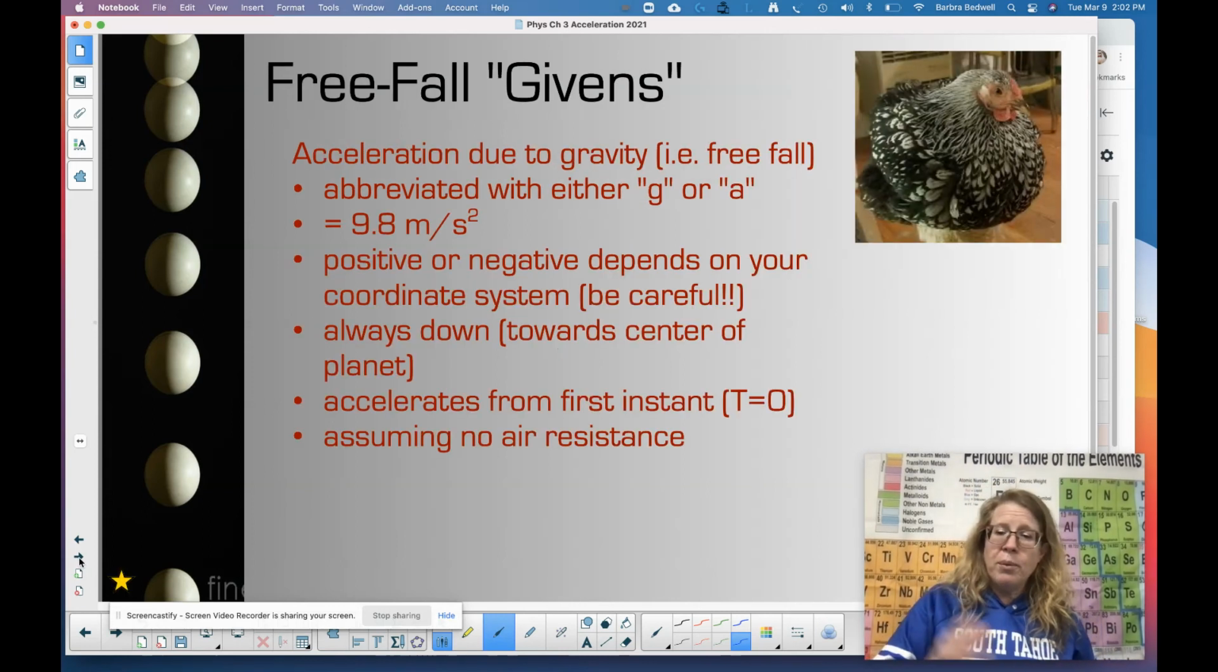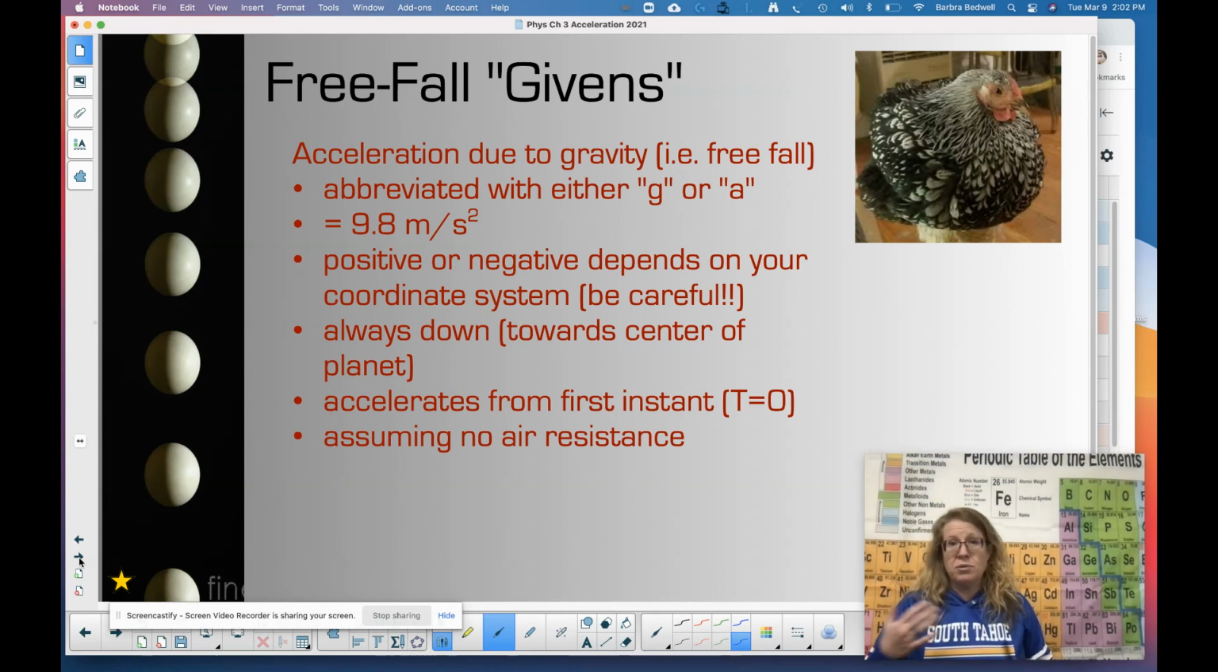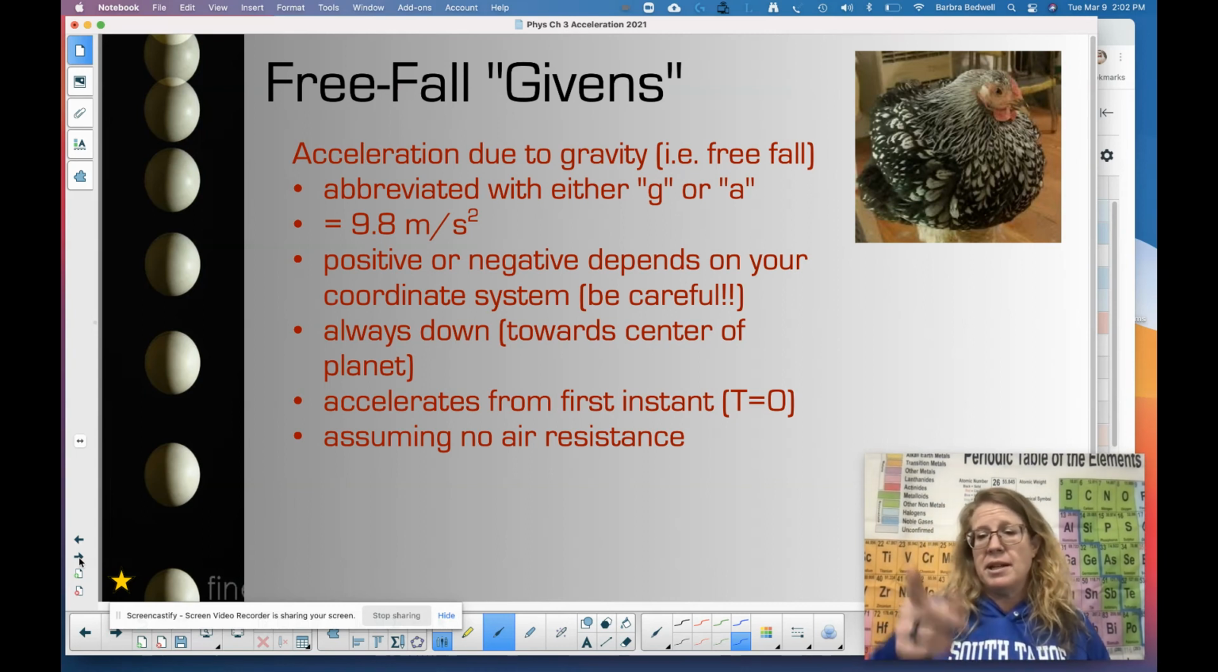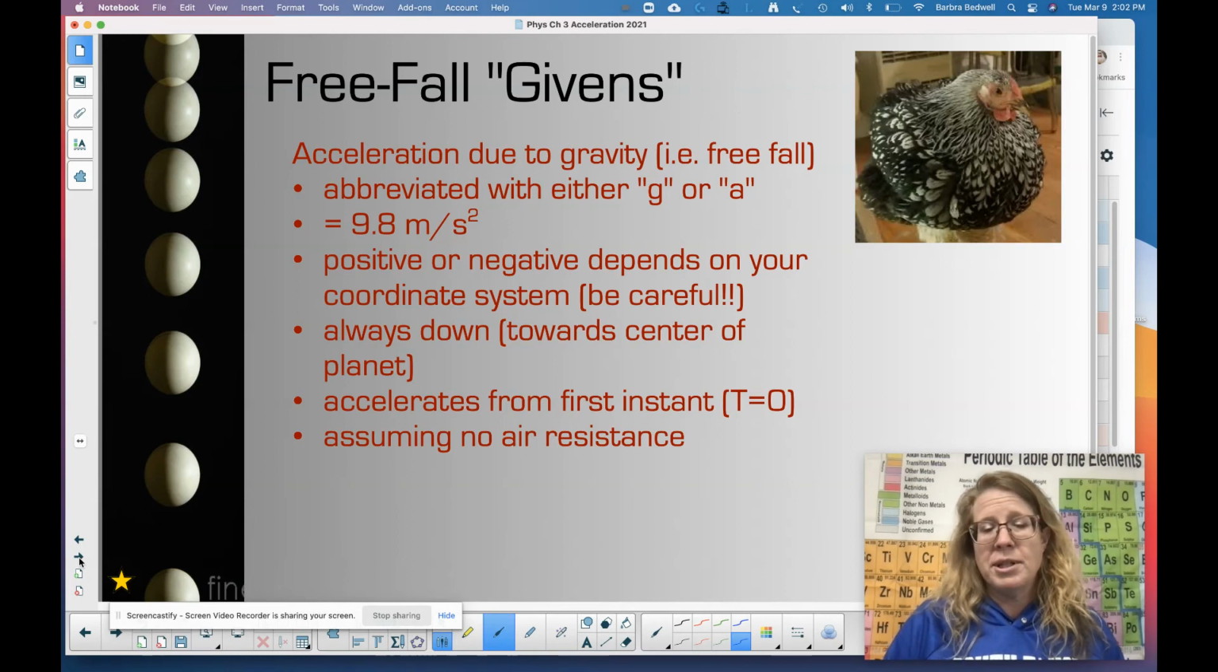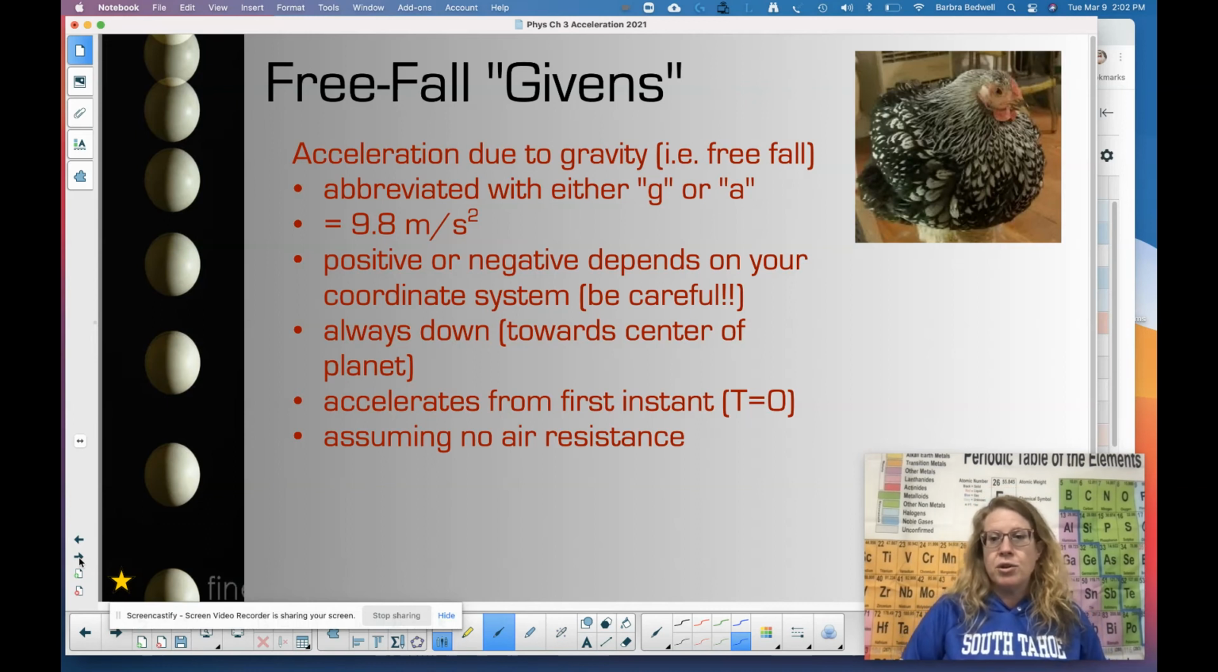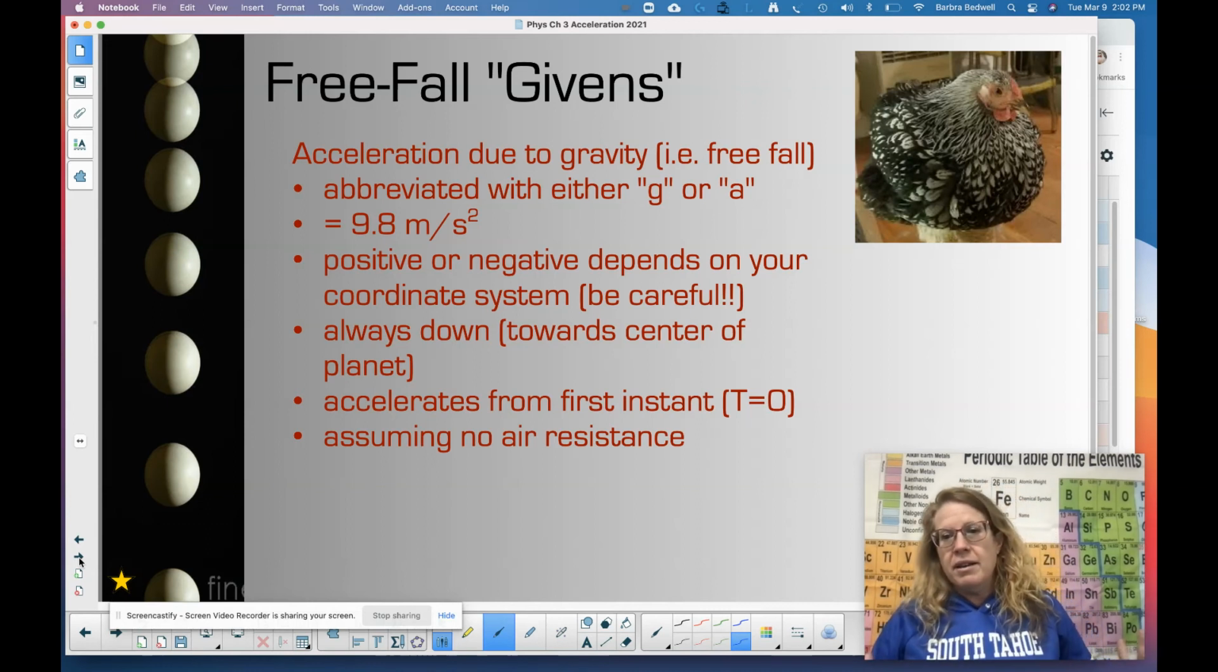So when we are talking about our free fall givens, when we're doing our acceleration problems, in the next video we'll do some more sample problems. There's a few things that we need to know. Number one, we're going to assume that acceleration is due to gravity and gravity alone, i.e. free fall. We're going to assume that gravity is the same everywhere on Earth.